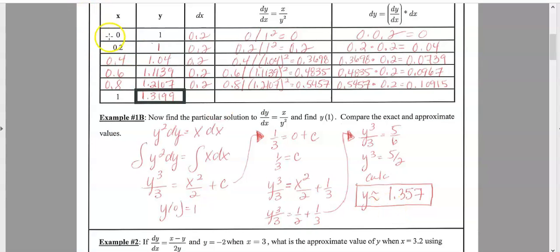Now, these are not exactly that close to each other, right? They're not. But it's because our step size was actually pretty big. Our step size was very big. It's like 0.2. If I had done this with 0.1 all the way up to 1, then we get a lot closer to our approximation. But at least you guys get the idea of what this is and how to solve Euler's method.